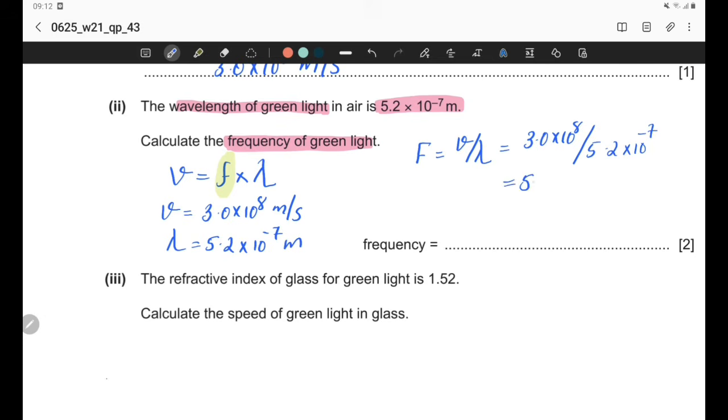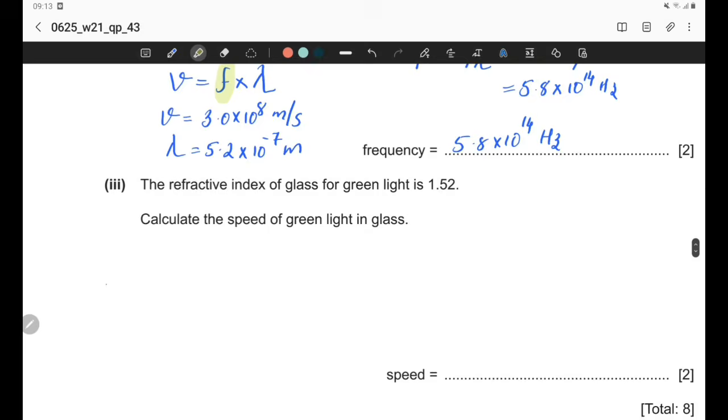And the answer in two significant figures is 5.8 times 10 to the power 14 hertz. So we can write 5.8 times 10 to the power 14 hertz. Don't forget to write the unit in order to score full marks.